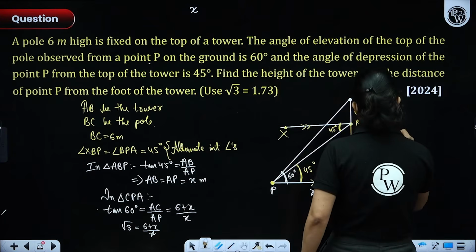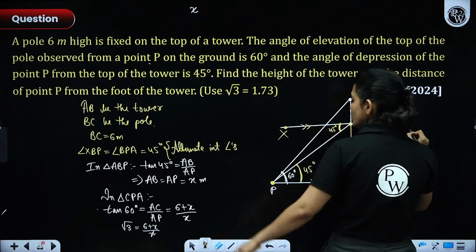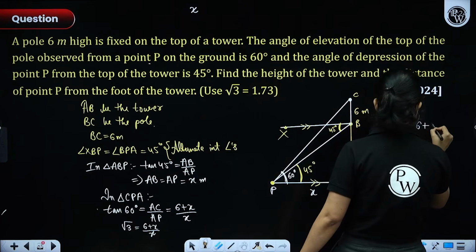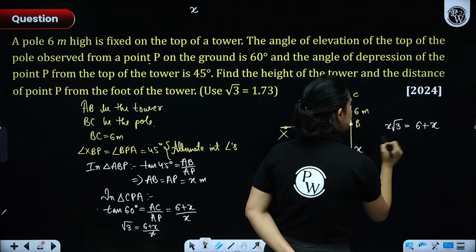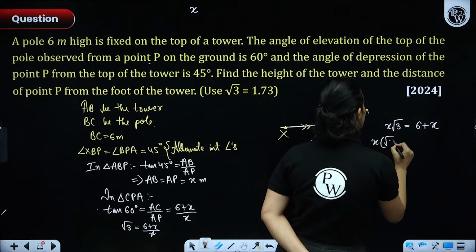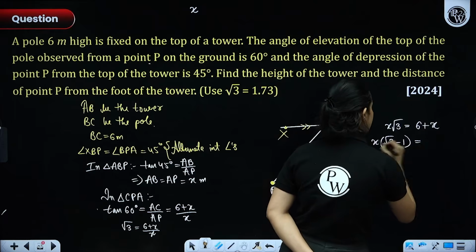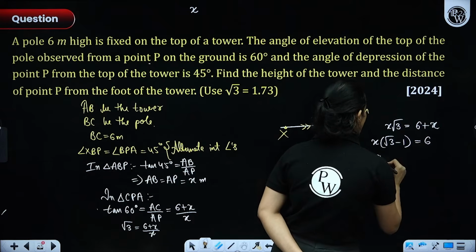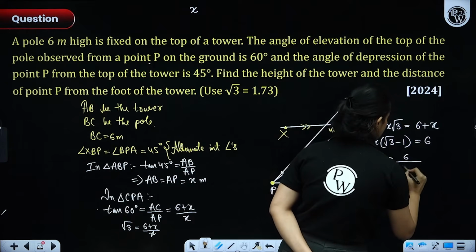So what do I have? I have x root 3 is equal to 6 plus x. So from here, I can take x common and bring x to the left hand side. So I'll have root 3 minus 1 in brackets multiplied with x is equal to 6. So x is equal to 6 over root 3 minus 1.